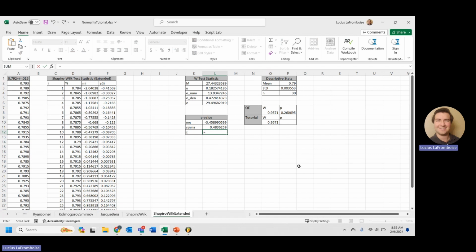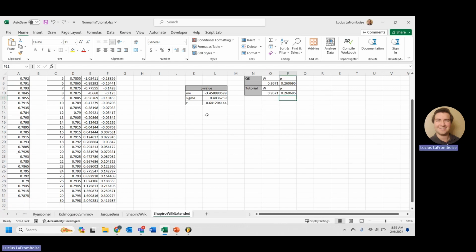Let's calculate our z value. So our z value is going to be the natural log of 1 minus w, minus mu, divided by sigma. There we have a z value. Wonderful. So our p-value is 1 minus norm dot s dot dist of that z value, true. Look at that, 0.260695, just like what we got in QE Suite. Well, that's it for the Royston Shapiro-Wilk test.